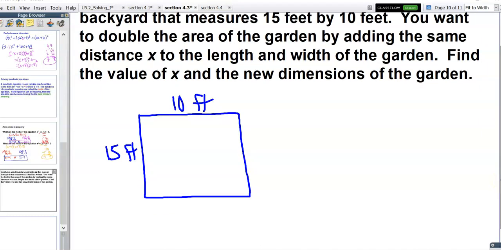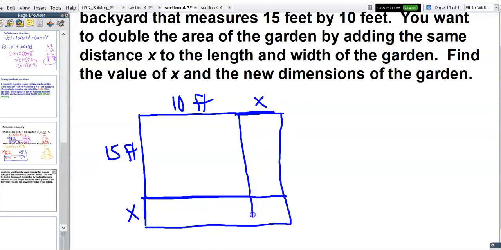So we don't know exactly what we're adding right now. We just know it's going to be x feet. And same here, it's going to be x feet. So if I were to picture what this new garden looks like, I would have something like this. They told us that the area at first, well, they didn't give it to us, but they told us the original dimensions were 15 and 10. So 15 times 10, we get 150.